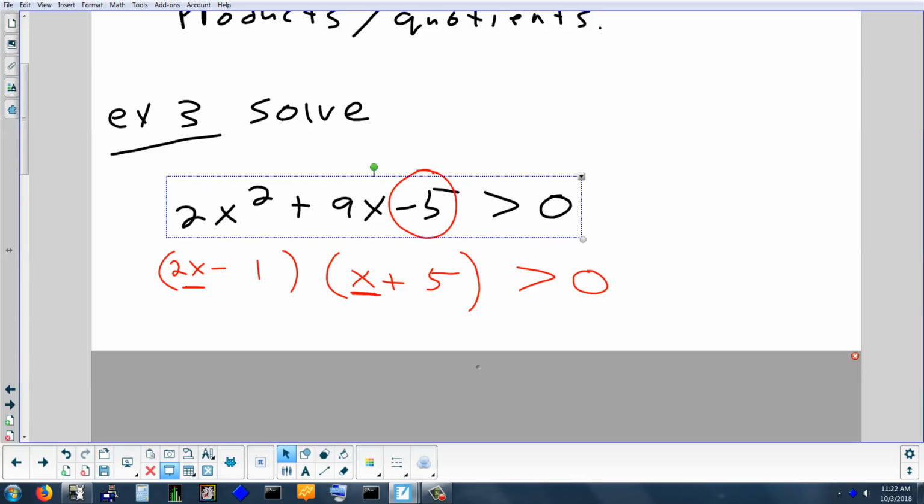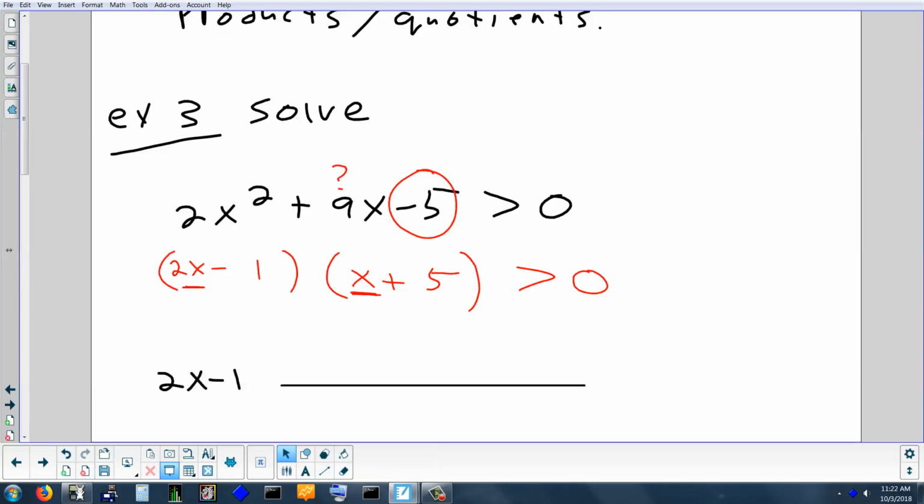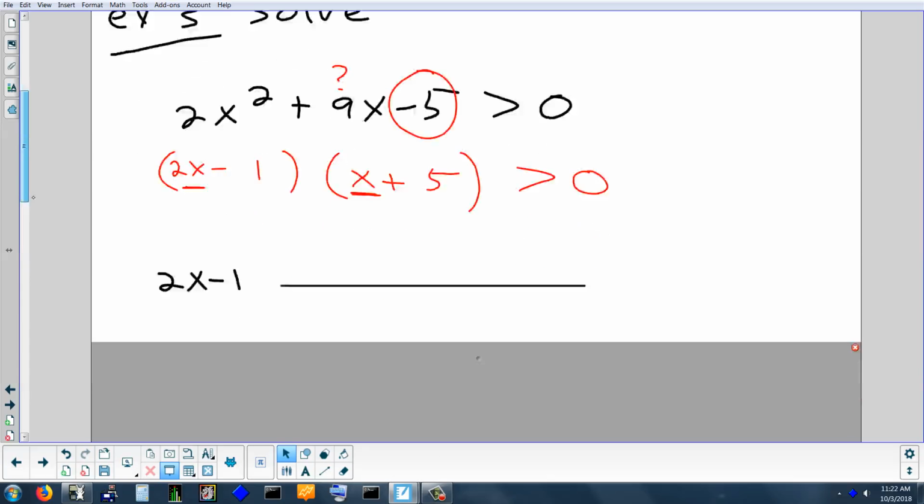2x times x is 2x squared. I know that. -1 times 5 is -5. I know that. But the question is, do I get 9 in the middle? 2x times 5 is 10x. -1 times x, that's a minus x. 10 minus 1 gives me 9. So, yep, that's perfect. So now we've got our two linear factors: 2x minus 1 and x plus 5.